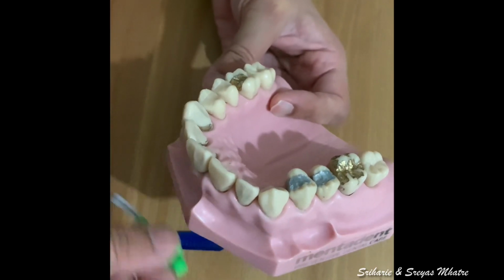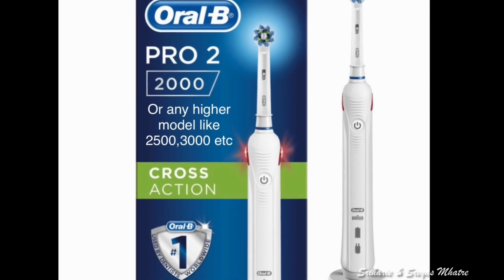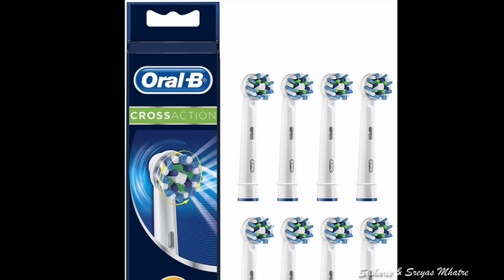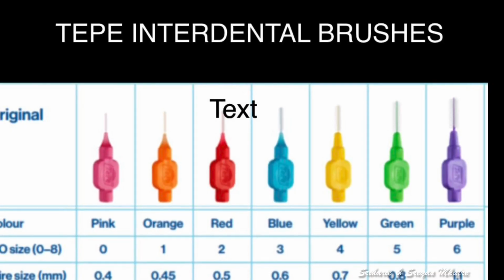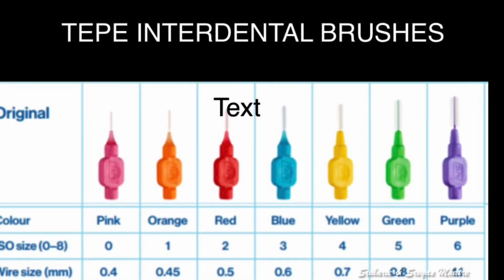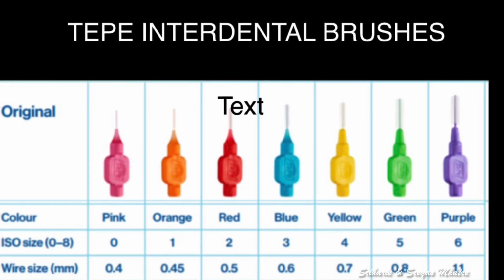The recommended toothbrush is the Oral-B Cross-Action Electronic Toothbrush. The recommended heads for brushing are Oral-B Cross-Action. And these are reliable interdental brushes called TP interdental brushes, which come in different sizes.